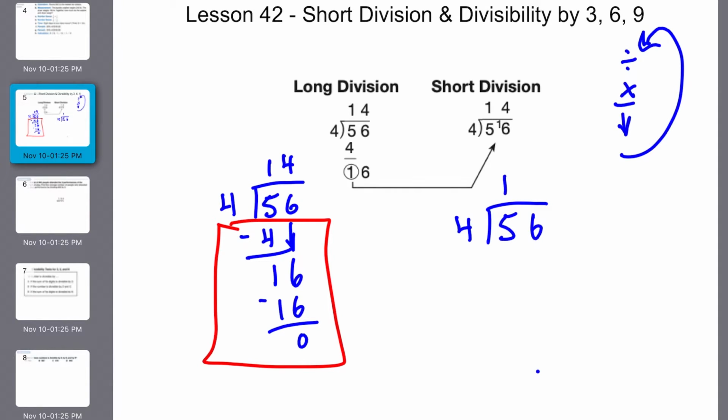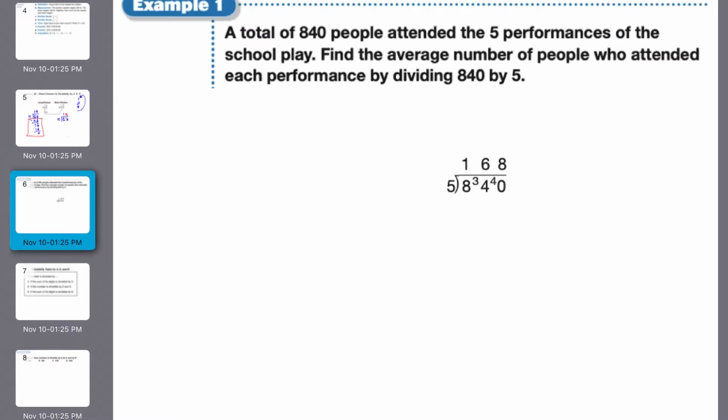So 4 times 1 is 4. 5 minus 4 is 1, so you put a 1 right there. And now you have 16 divided by 4. 16 divided by 4 is 4, and you're done. That would be short division. So let's do another example here.